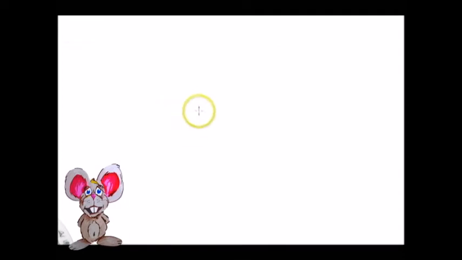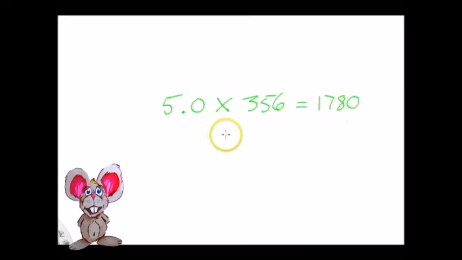Now, the last example that we're going to cover with regard to rounding and sig figs is the result of the product of measured numbers, 5.0 times 356 equals 1,780. Because the result should have only 2 significant figures as limited by the 5.0, we round off 1780 to 1800.